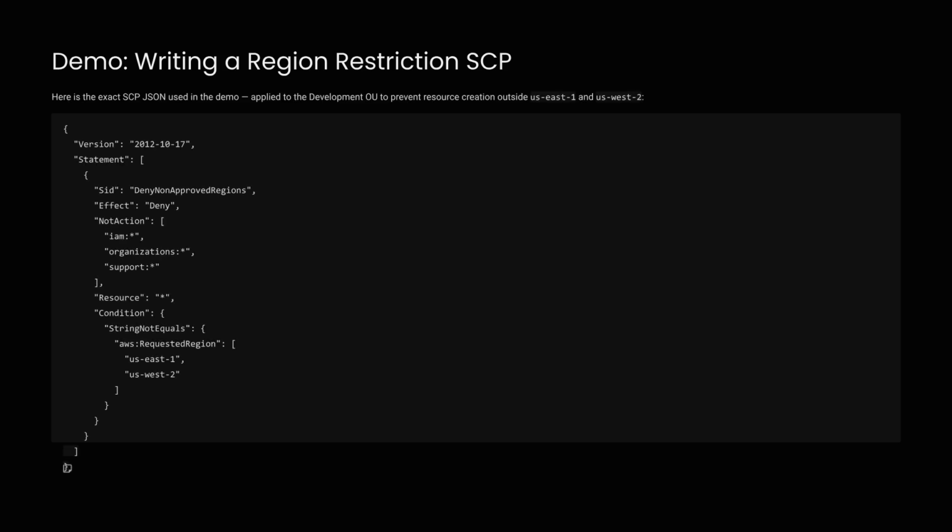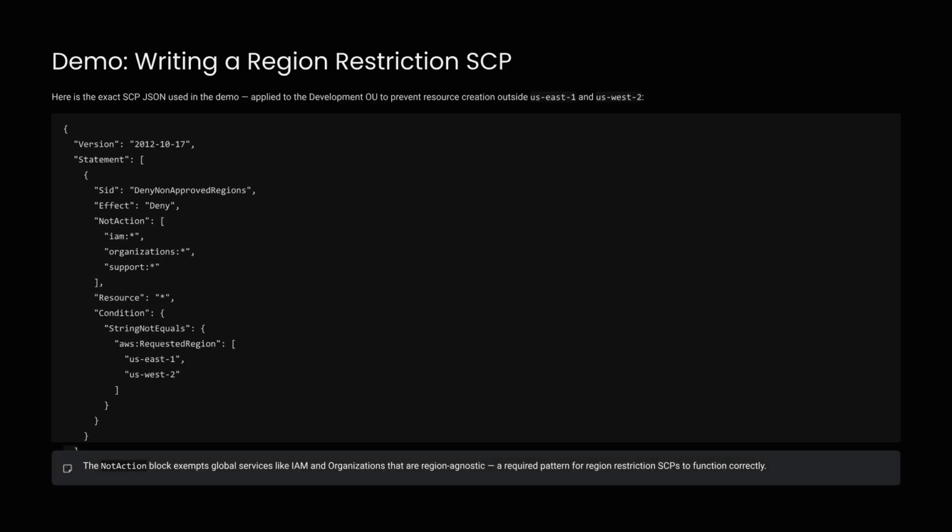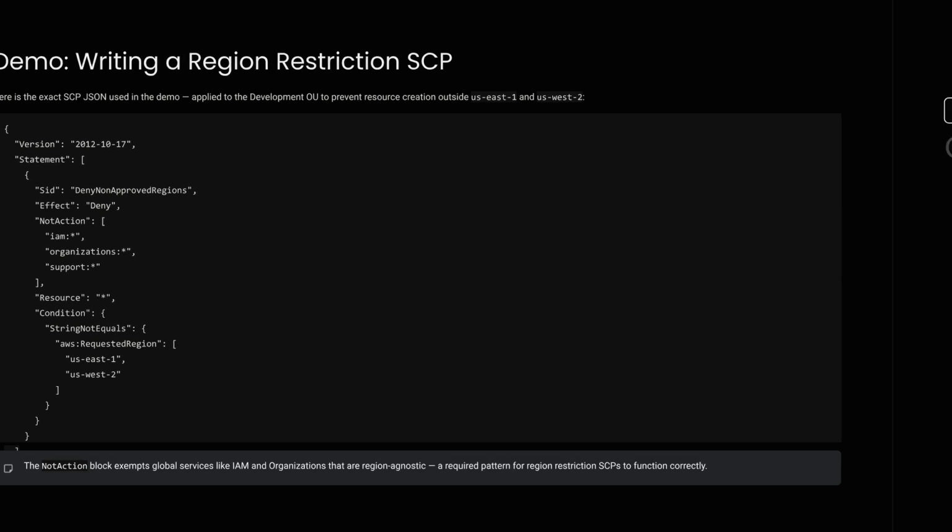It uses a deny effect with a string not equals condition to restrict resource creation outside of US East 1 and US West 2. The key is the not action block, which explicitly exempts global services like IAM and Organizations to ensure they function correctly.